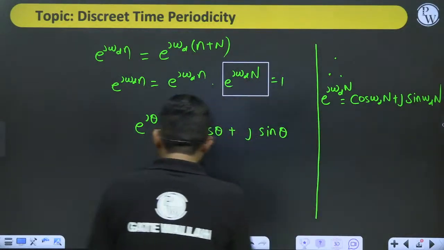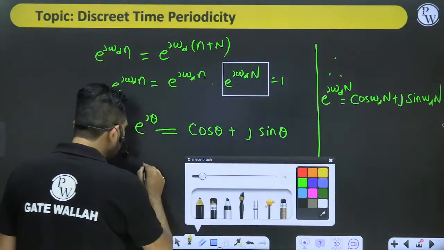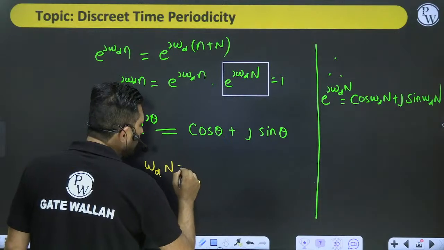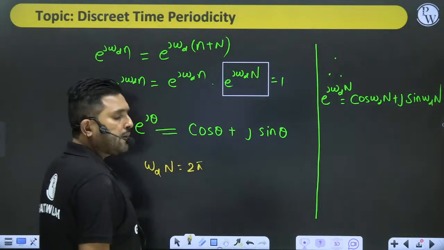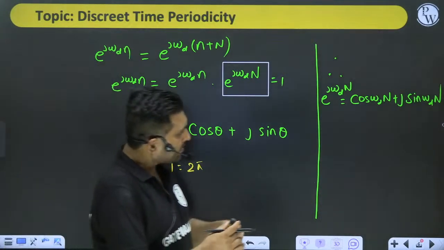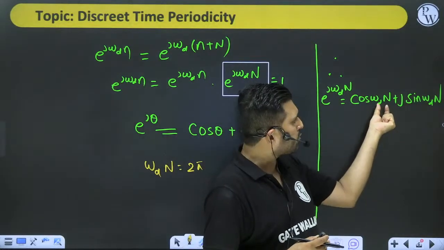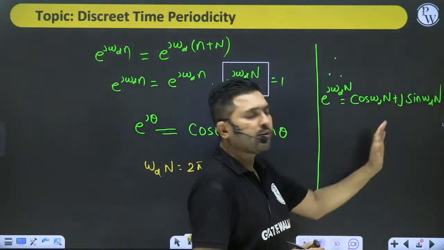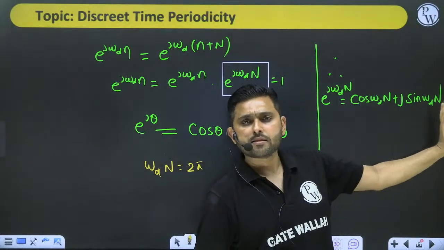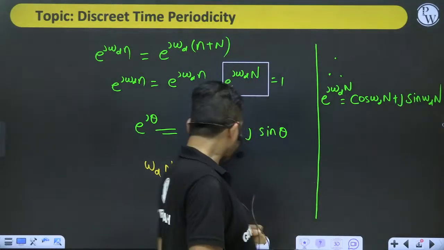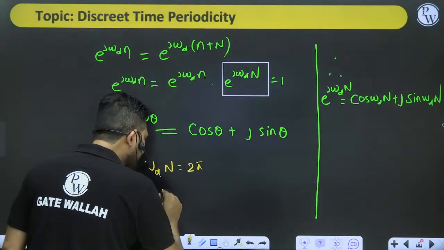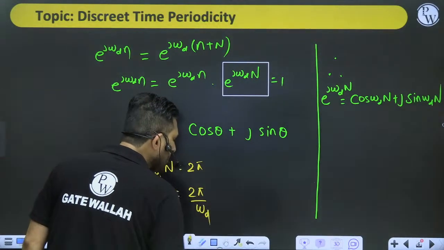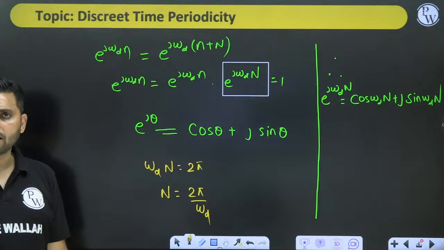Now again you will say that if omega d N is equal to 2 pi, a minimum number, then we get cos 2 pi plus j sin 2 pi. Sin 2 pi becomes 0, cos 2 pi is 1, and hence this becomes periodic. So what is N? N comes out to be 2 pi by omega d.